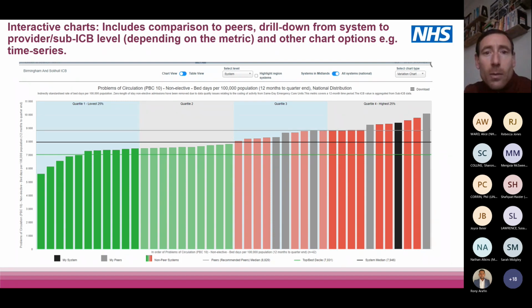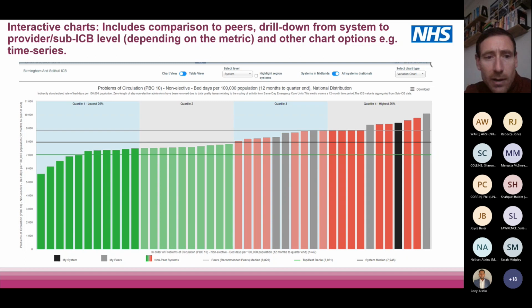What we've got here is the non-elective bed days per 100,000 population. This is age, sex standardized bed days covering problems of circulation, so cardiovascular disease, including heart disease and stroke. You can see there that the higher rates are deemed to be worse, so those ICBs with higher rates are rated red.